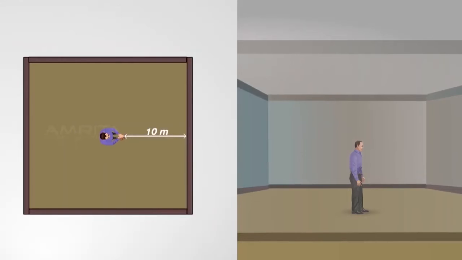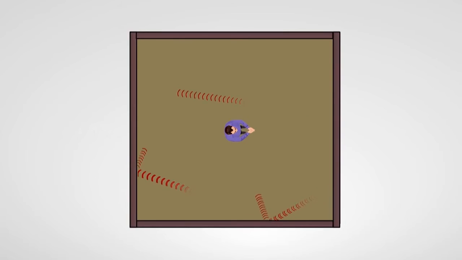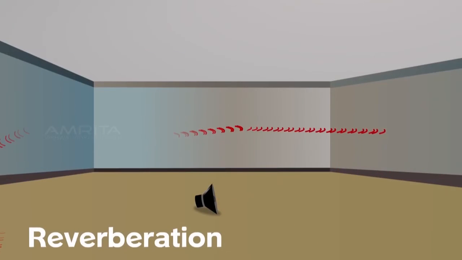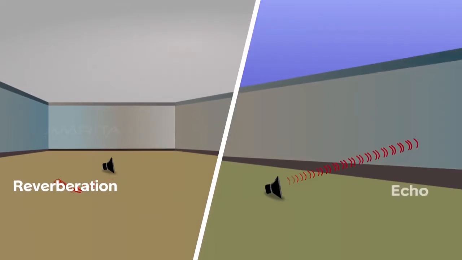What we experience here is a reverberation that is due to multiple reflections of sound from the walls, roof and floor, which follow so closely behind the original sound that the original sound appears to be prolonged even when the source of the sound stops. We can thus say that reverberation is the multiple reflections of sound waves, whereas echo is the single reflection of sound waves.